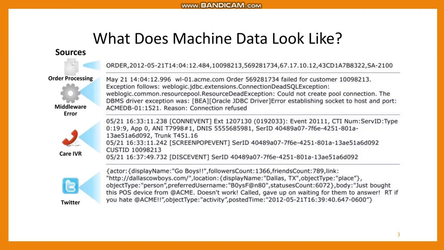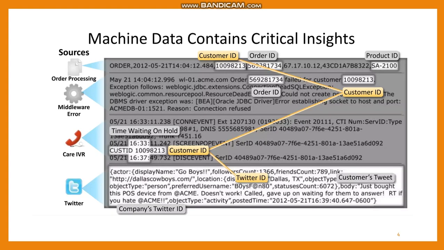Now, what does machine data look like? Here is an example. Some of the sources of machine data are order processing data, middleware errors, care IVR, or any data generated from a social media platform. Now, machine data contains critical insights. They can have information like customer ID, order ID, or even the timestamps for calls and customer tweets from Twitter.